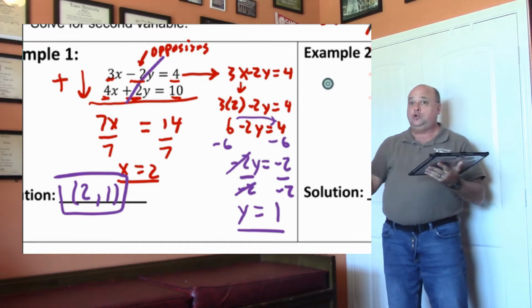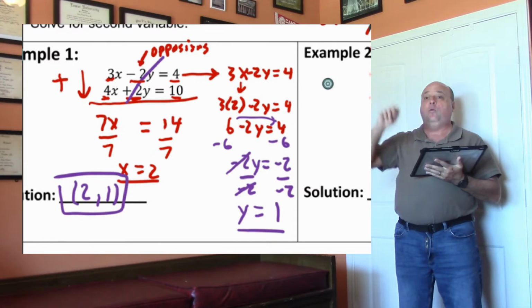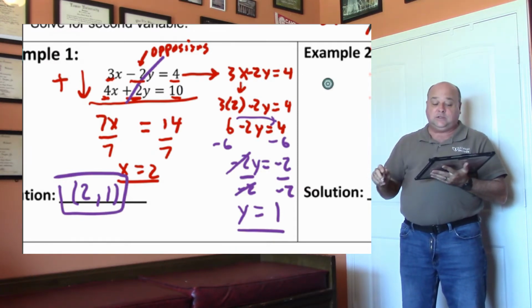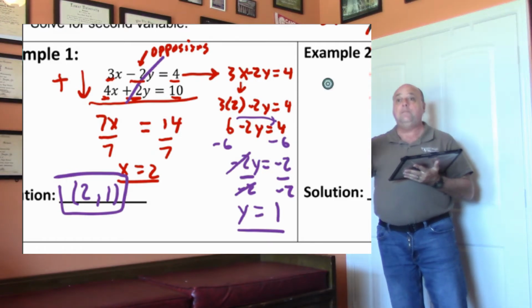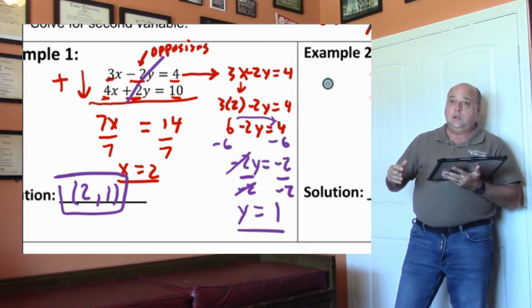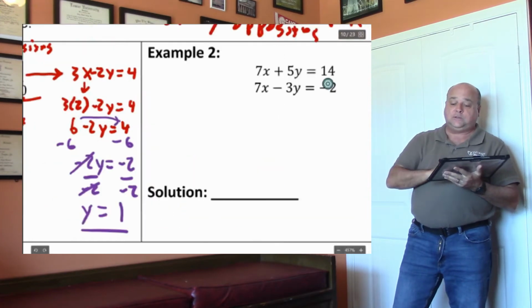I'm not going to make you do that because it's just a lot of extra work. But if you were to put 2, 1 into the x and y in the equations, 3 times 2 minus 2 times 1 is 4, and 4 times 2 plus 2 times 1 is 10. That 2, 1 makes both equations true. Oh, that's also the point where the two lines cross.